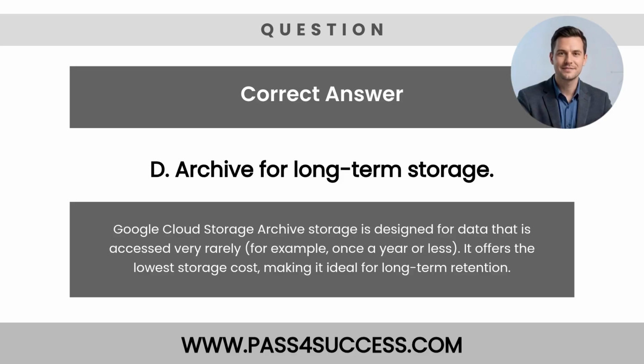Correct answer: D. Archive for long-term storage. Explanation: Google Cloud Storage Archive is designed for data that is accessed very rarely, for example, once a year or less. It offers the lowest storage cost, making it ideal for long-term retention.